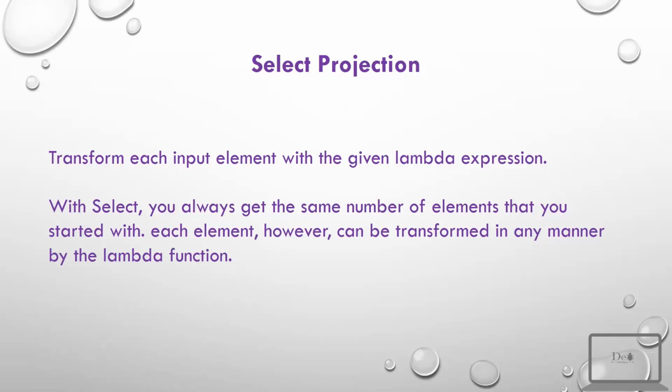Select projection basically transforms each input element with a given lambda expression. With select, you always get the same number of elements that you started with. Each element, however, can be transformed in any manner by the lambda function. Let me just explain it in easy words.